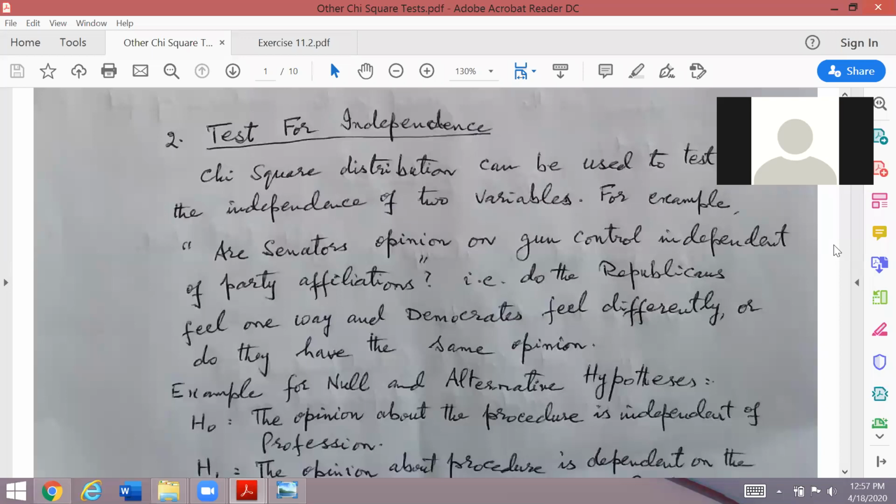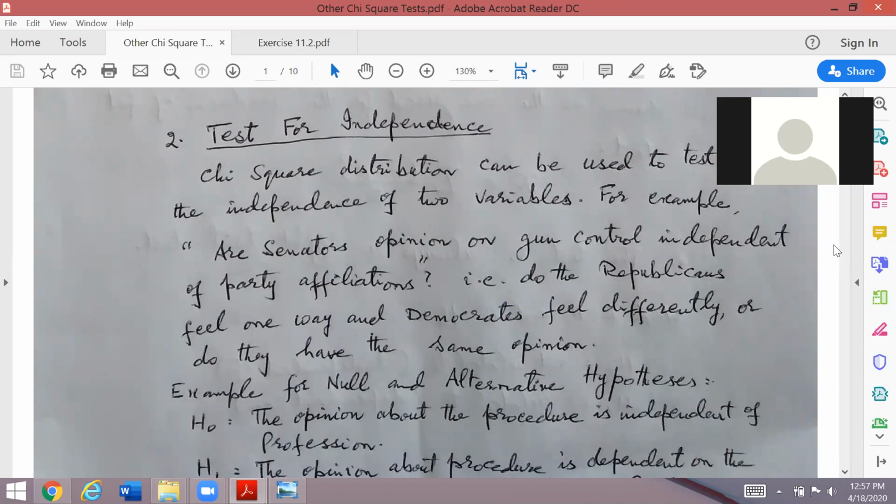For example, I'm giving an example. Now listen. Are senators' opinions on gun control independent of party affiliation? Now the question is about the gun control problem. The senators in the US are sitting together, but the senators are from both parties, Republican as well as Democrat. So are they feeling in the same style that there should be control on gun control? So are those feelings independent or dependent?